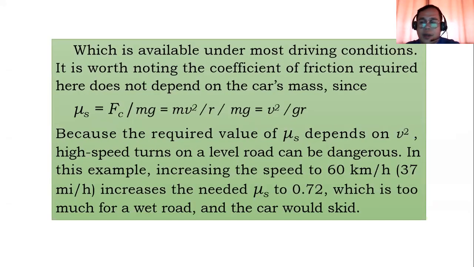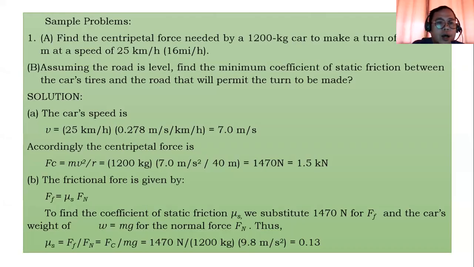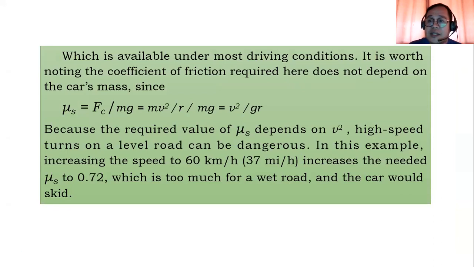In question number 2, as you can see, assuming the road is level, find the minimum coefficient of static friction between the car's tires and the road that will permit the turn to be made. So here it discusses a flat road.